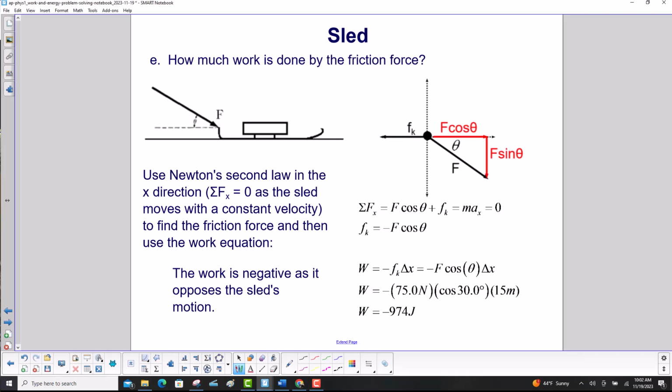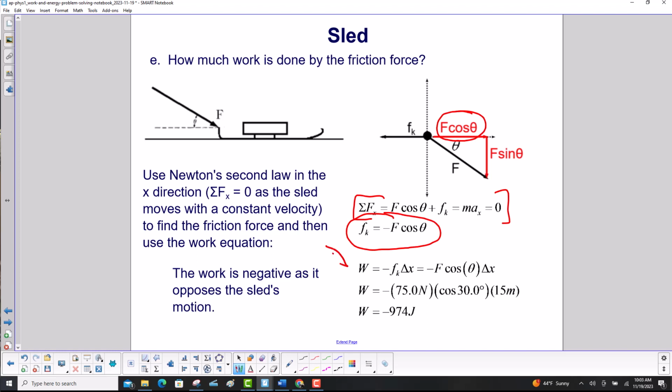How much work is done by the friction force? Use Newton's second law in the x direction. The sum of the forces in the x direction equals 0 as the sled moves with a constant velocity. That will find the friction force, and then use the work equation. So here's our component of the applied force in the x direction. The sum of the forces is going to be F cosine theta plus the friction force equals ma, which then equals 0 as the acceleration is 0. So our friction force here is negative, which makes sense because it's opposing the motion.